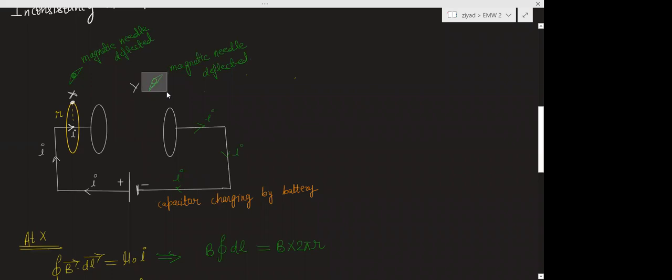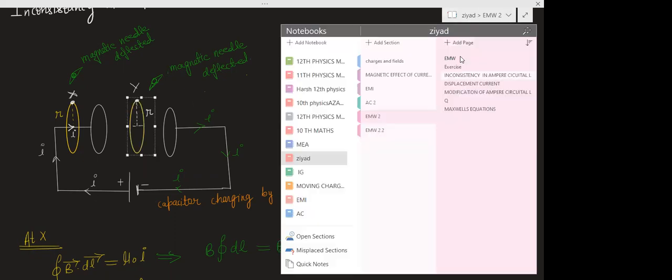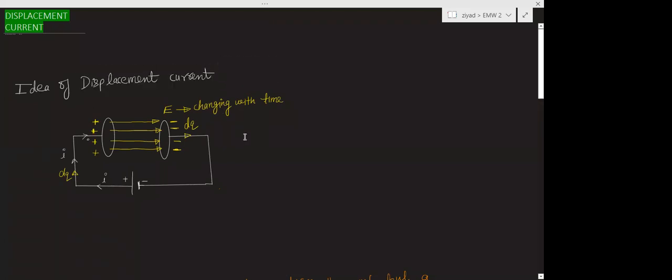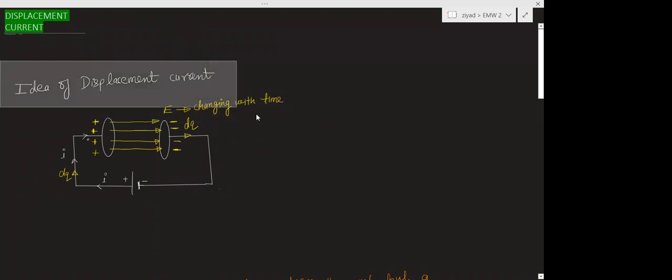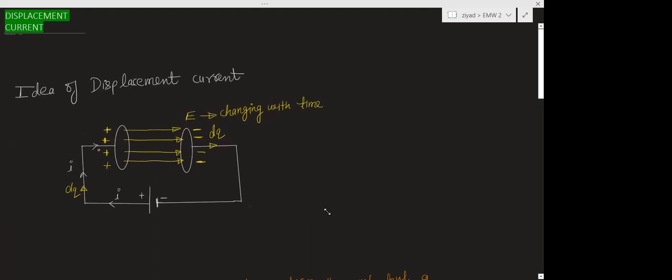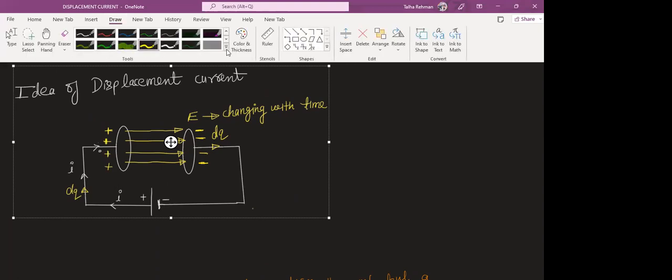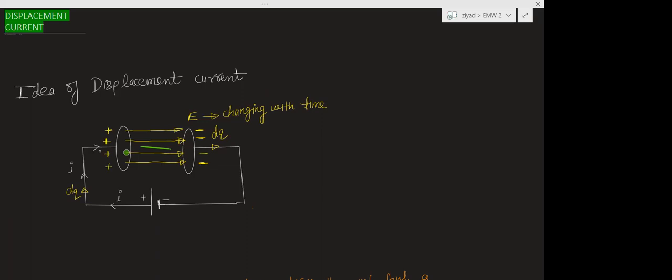Here this magnetic needle is deflected, which means there is a magnetic field here, but there is no current. Now we got the answer: in between the plates of the capacitor there is a changing electric field, and due to that changing electric field there is a current given by Maxwell known as the displacement current. So in the vacuum region between the plates of the capacitor there is a current known as the displacement current. That's how the concept of the displacement current arises.